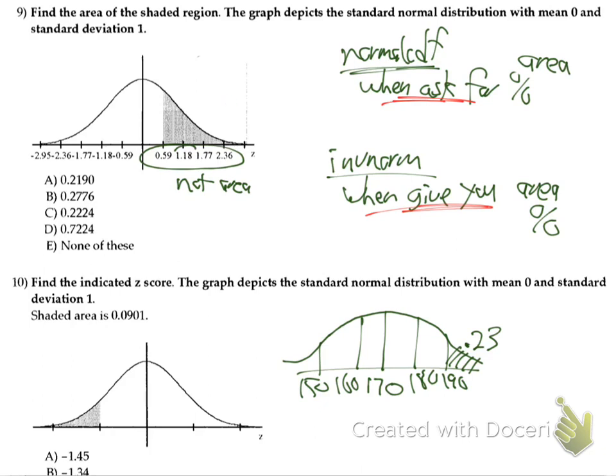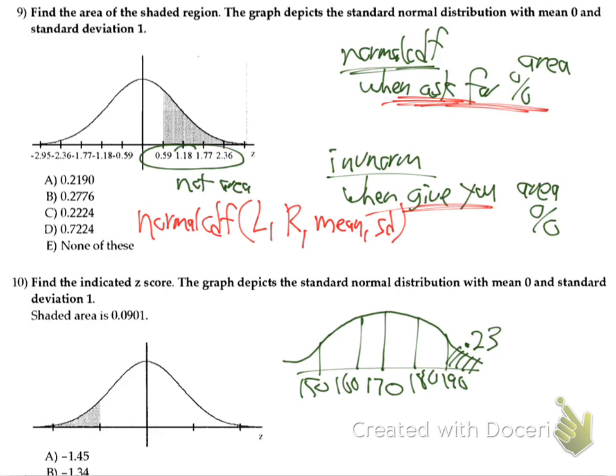Okay, so the whole thing is, are they asking me for a percent or giving me a percent? They're not giving me a percent, so they must be asking me for it. It's normal CDF. Right on your exam 2 notes, it says left edge, right edge, mean, and standard deviation. So normal CDF. What's the left edge? 0.59. Yeah, that's the left edge of the shading.